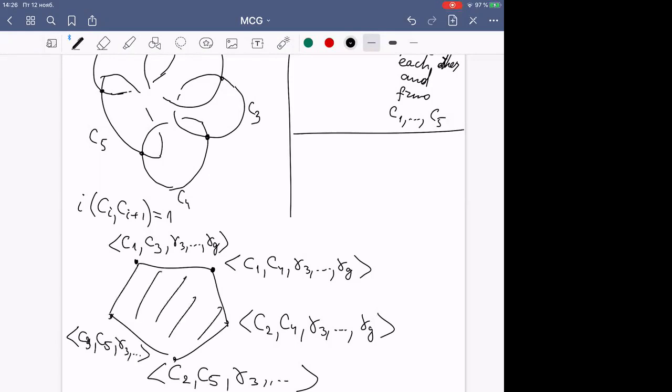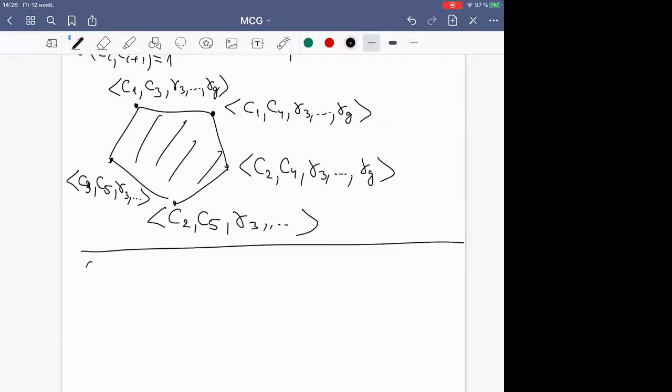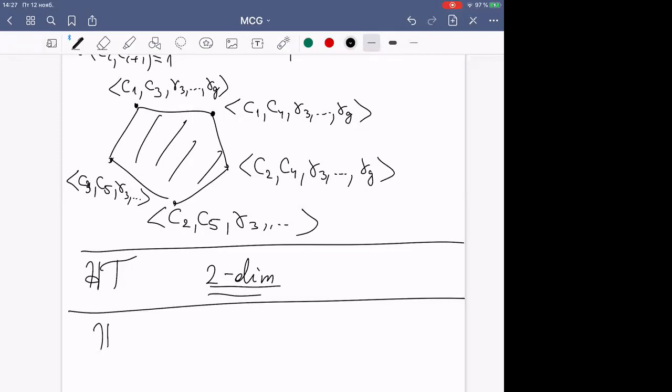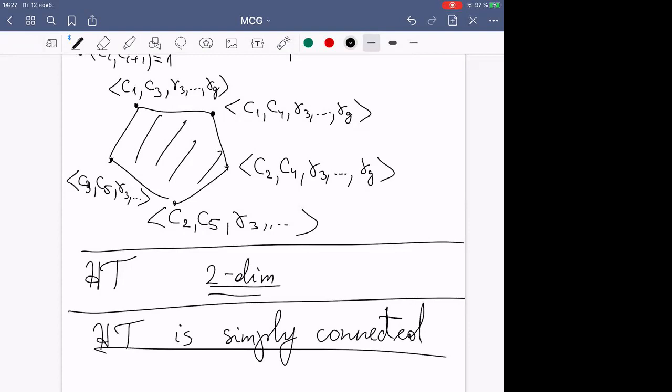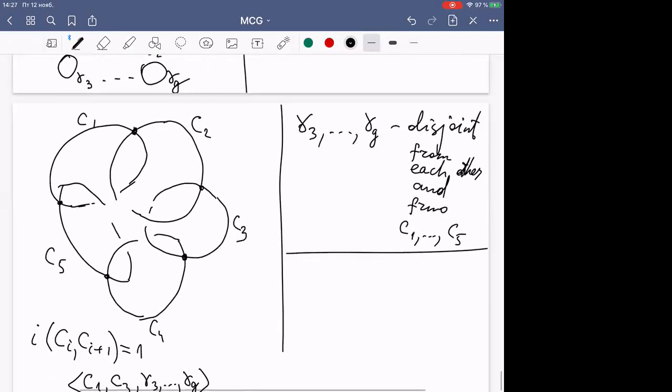And here we add this five-gonal face, and all together, all these faces and so on, we get this Hatcher-Thurston complex, which is two dimensional. And the main thing about this complex is that it is simply connected. And this is its topological property, which is used for the study of the mapping class group. Well, thank you very much for attention. I'm sorry for being late today. And I think it's time to finish now.